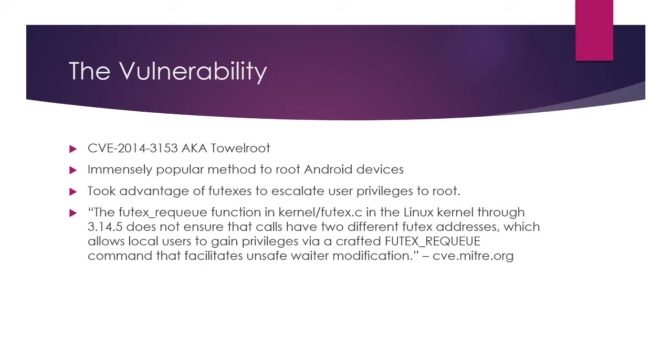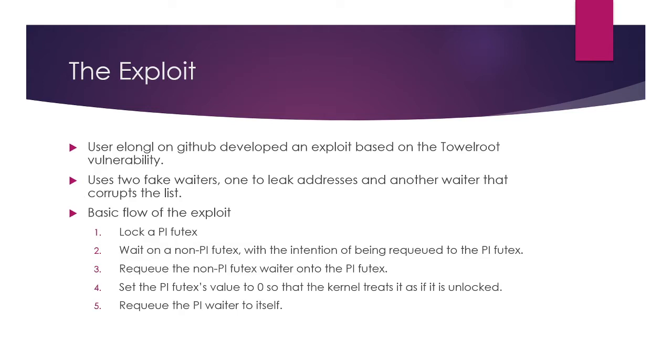And if we look here, the key part is that the Linux kernel did not ensure that calls have two different Futex addresses. And we're going to see how this creates a vulnerability and can be exploited. User Elongel on GitHub developed an exploit which I took a look at, and he had a corresponding blog post explaining everything. So he used two fake waiters, one to leak addresses and another waiter that corrupts the list.